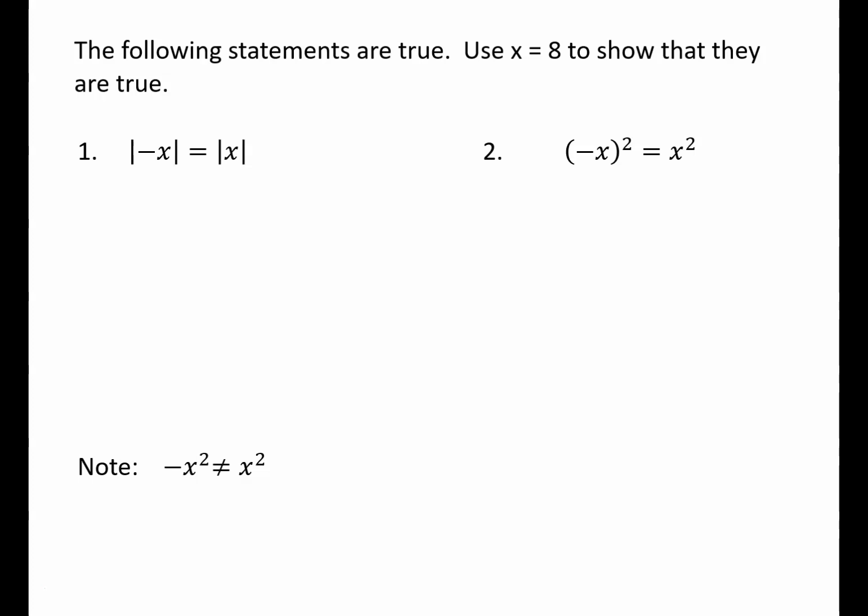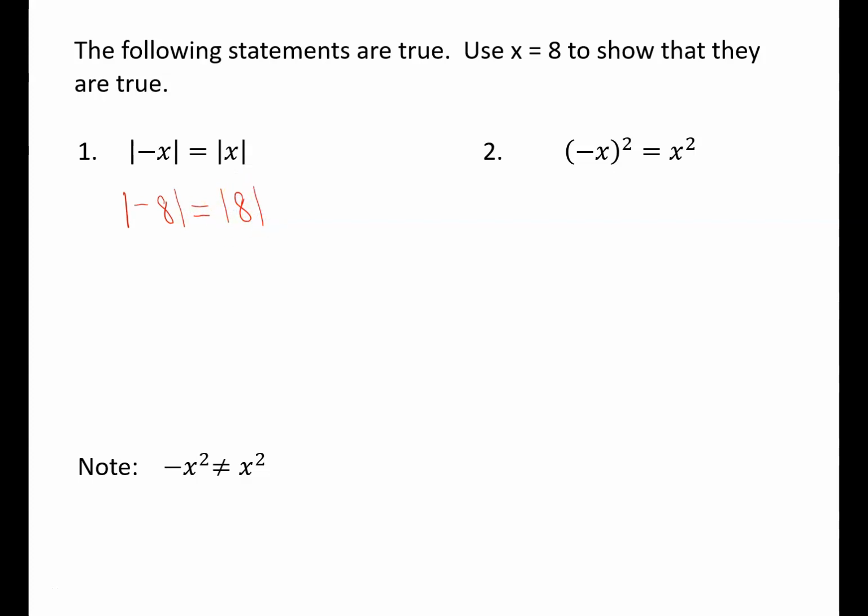So let's start with number 1. We have the absolute value bars here. So I am going to substitute 8. So I keep the negative sign, but I put 8 where the x is. And also on the right side, we're going to put 8.